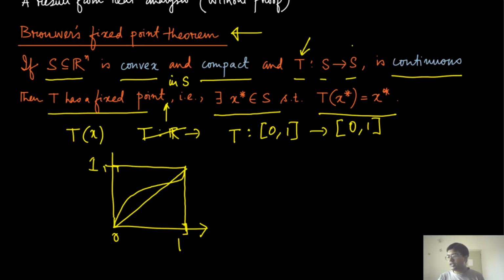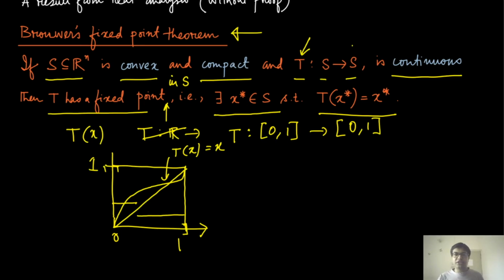If you had a function which had a jump, let's say we had up to this value a point and then there was a jump, then you could have skipped this line y equal to x. But for any continuous function, you can always find that there exist these points T(x) equal to x, and that is what this theorem is telling about. For any continuous function which is mapping a convex and compact set into itself, you will always have a fixed point.